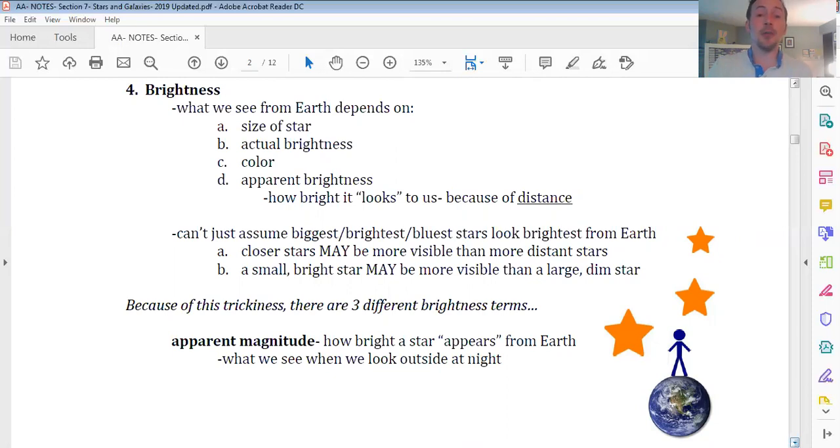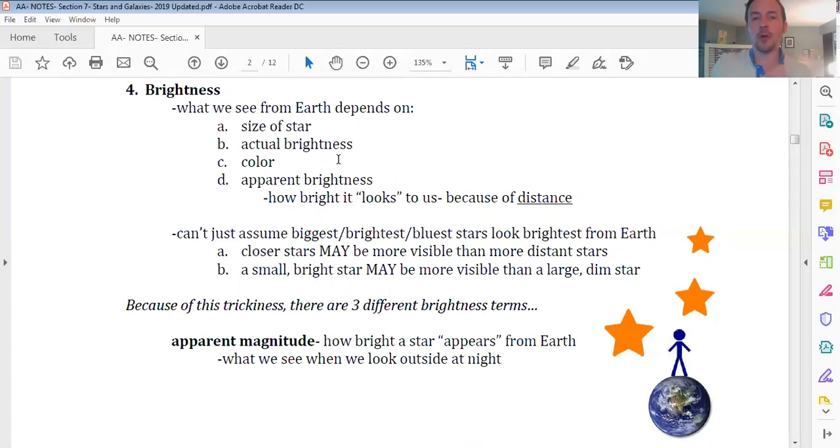It depends on letter A, the size of the star. Larger stars tend to be inherently brighter than smaller stars. It depends on letter B, the star's actual brightness. Some stars are just inherently brighter than others. Or how about letter C, the color? As I just mentioned, your eyes tend to see blues and whites better than you do oranges and reds.